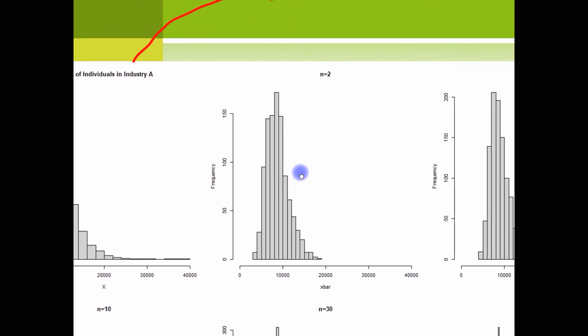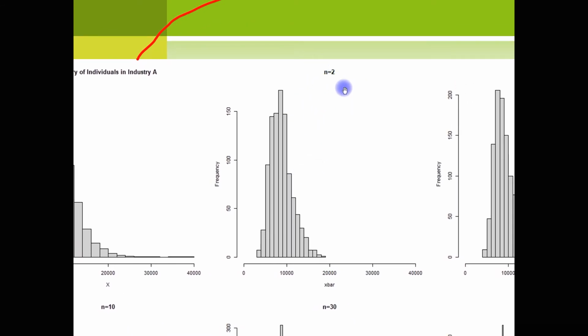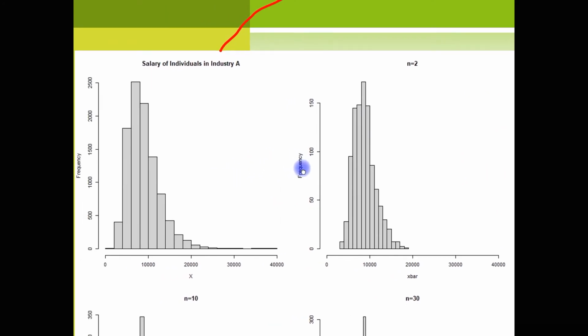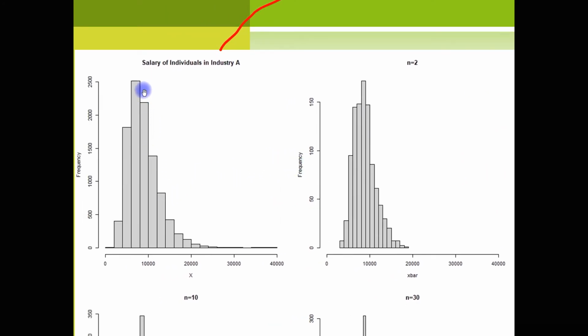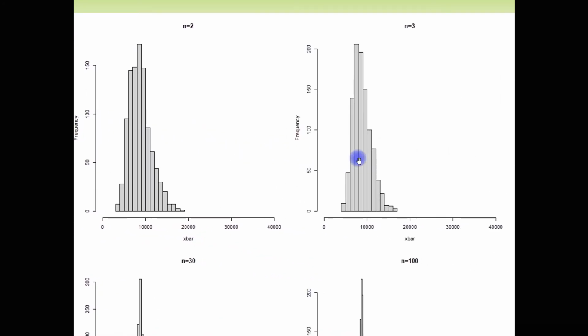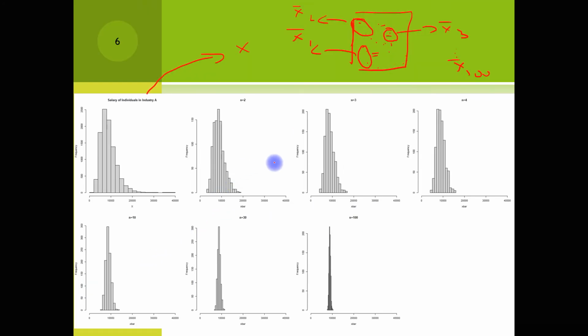Now, look at this carefully. When the sample size is small, n is equal to 2, you will observe that there is not much difference in the shape compared to the original population distribution, the distribution of X. When the sample size is small, again, you see that there is still this small skewness. Let me zoom out now. There is this skewness always, even for a sample size of n is equal to 4.